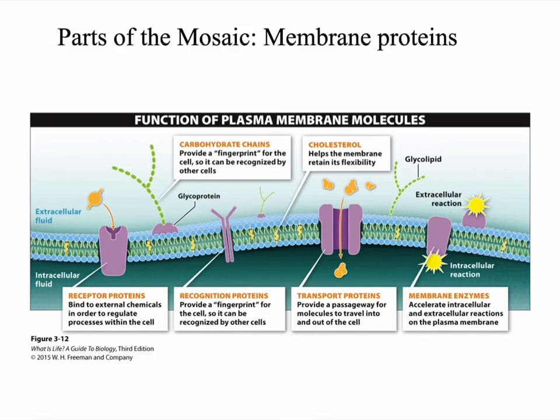Some proteins embedded in the plasma membrane actually allow molecules to go in and out. So these transport proteins help nutrients get in, wastes to go out, and they can either use energy or be passive transport. And we also see some enzymes embedded here. So these are the ones, remember, that speed up chemical reactions.